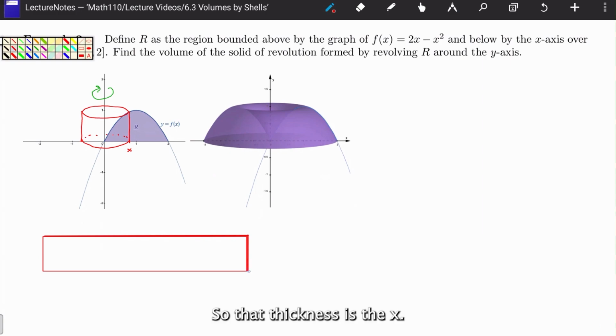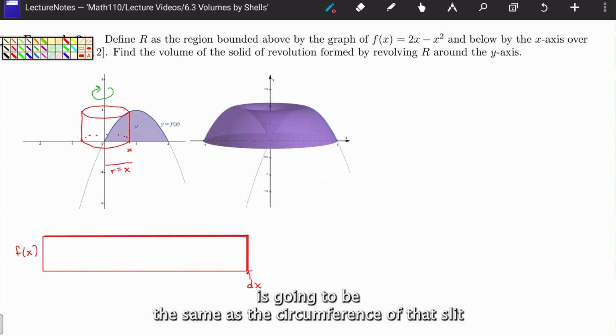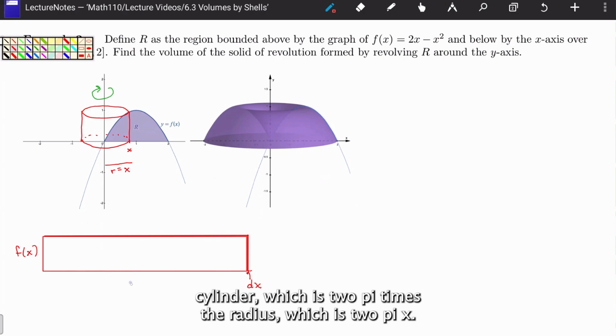Okay, so that thickness is dx. The height of this is going to be f of x. And the radius here is going to be my x value. So that means that the length of this rectangle is going to be the same as the circumference of that cylinder, which is 2 pi times the radius, which is 2 pi x.